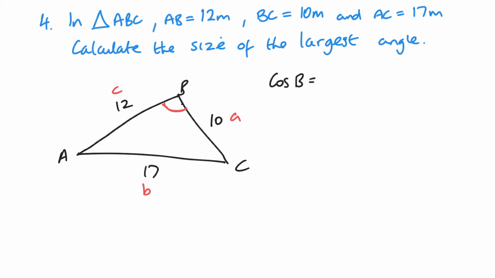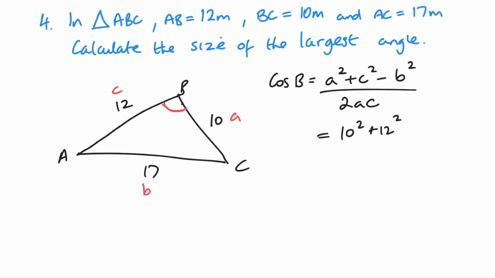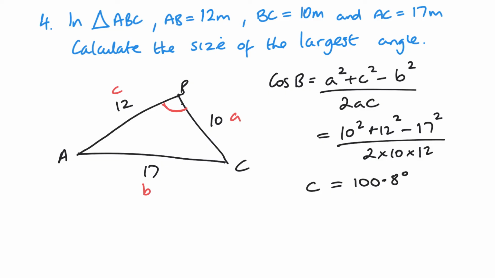So cos B equals A squared plus C squared minus B squared over 2AC. Then filling in what I know, A is 10, C is 12, and B is 17. So it's over 2 times 10 times 12. And this time I'm just doing it all in one go, and I get 100.8 in my calculator. And this one I'm going to do to 3 significant figures. So 101 degrees.